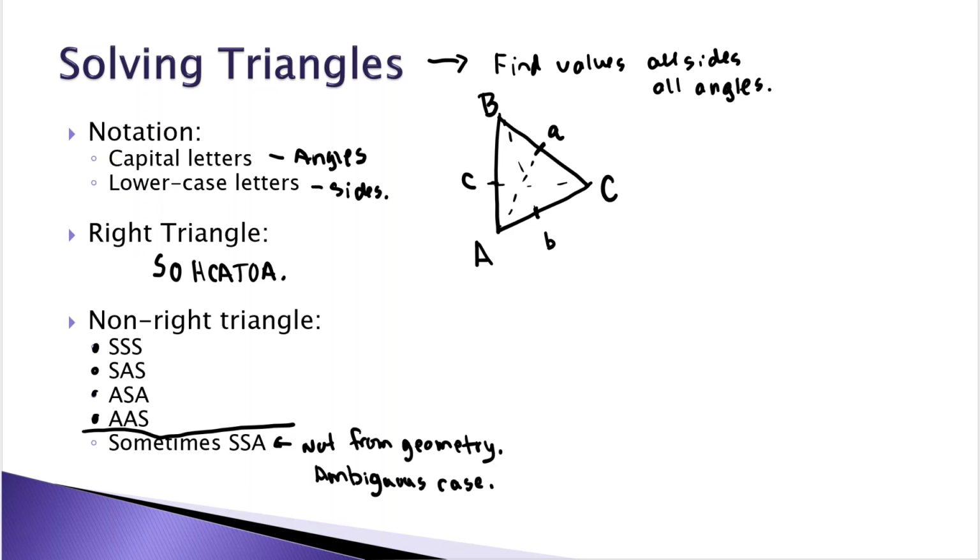The way to remember which one is the ambiguous case is if you spell that backwards, you can see that's not going to be a very nice word. So that's a good way to remember it. Okay. All right. So let's start with the law of sines.